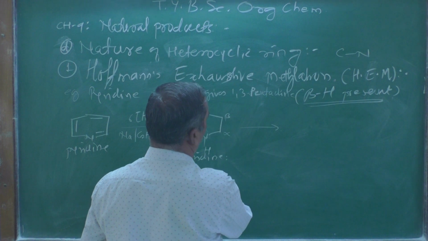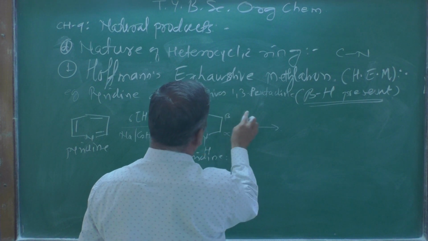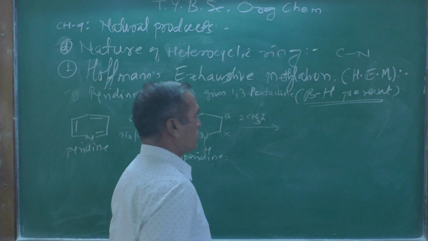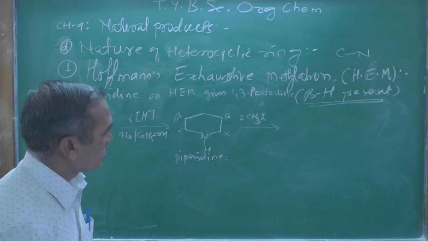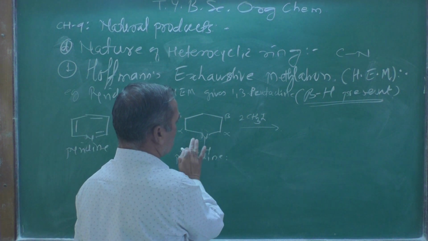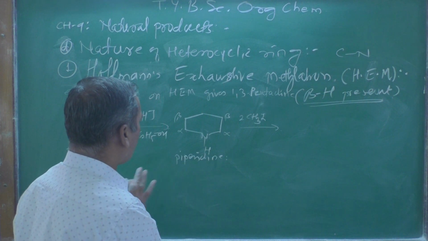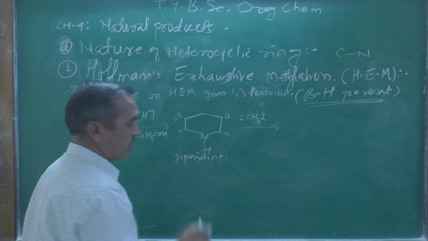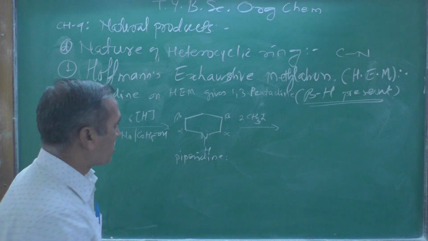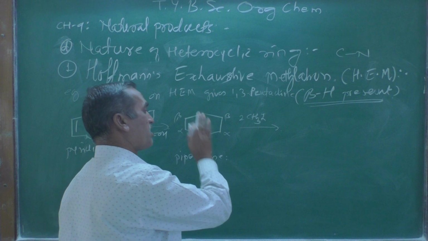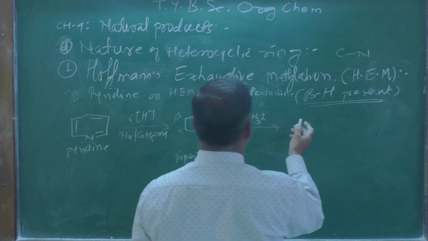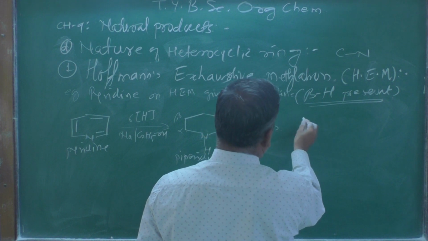Look at this, there are two beta hydrogen atoms, so 2 moles of methyl iodide is essential for this reaction. One will replace this hydrogen atom. Let me give an idea what type of nitrogen atom this is. It is a secondary amine, and as we know, a secondary amine will consume 2 methyl iodide and form a quaternary ammonium iodide.